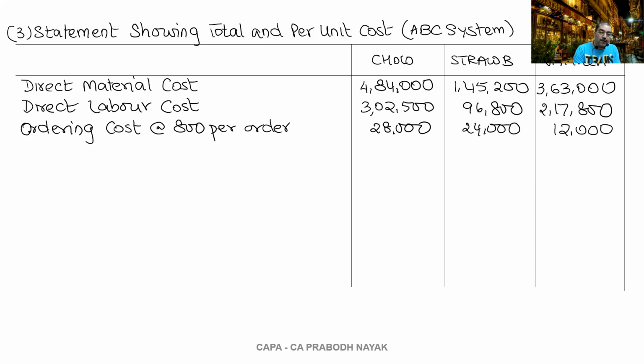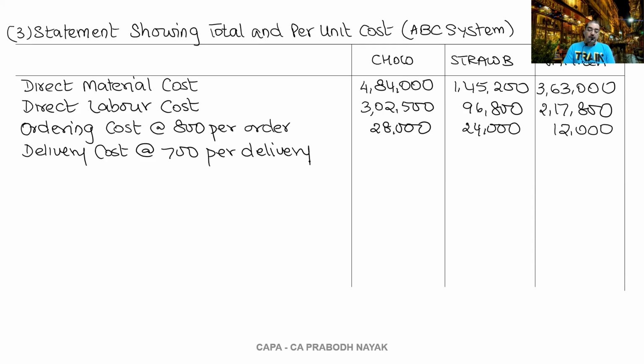Next one, delivery cost at 700 rupees per delivery. 78,400. 46,200. 33,600.